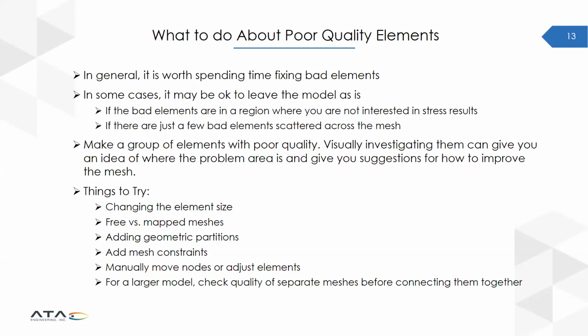And just a couple of suggestions of things to try. You can try changing the element size. You can try changing your meshing strategy, for example, free versus map meshing. You can try to adjust the underlying geometry by adding partitions or removing edges. You can also add mesh constraints. And you can also manually move nodes or adjust elements if you need to. For larger models with multiple meshes, it's a good idea to check the quality of separate meshes before connecting them all together.